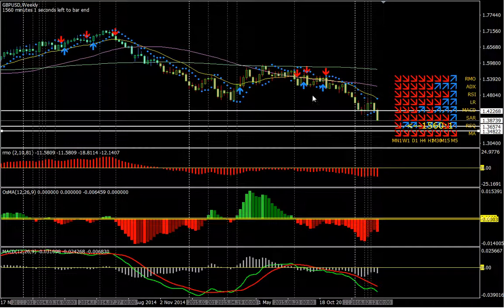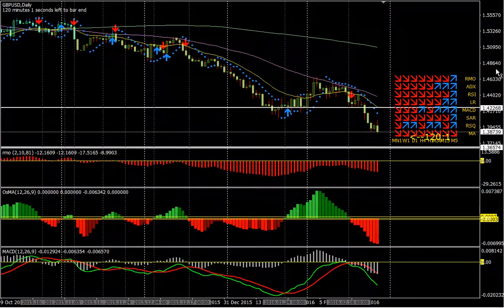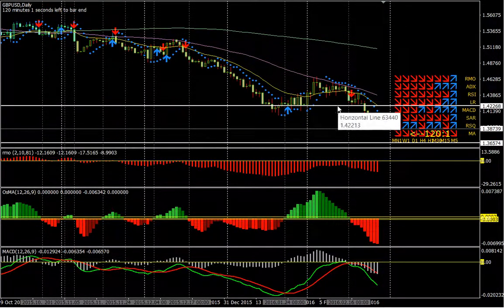So do your due diligence, tick all those boxes. At the moment, we're clearly looking for selling pressure. So when we drop down to the daily, look for continuation of the negative strength that we've seen over the past month or so.